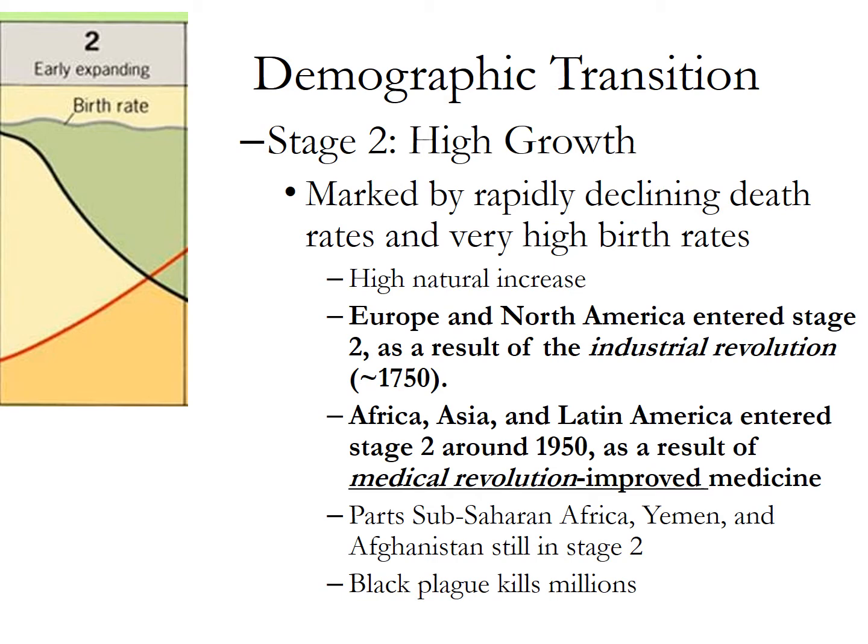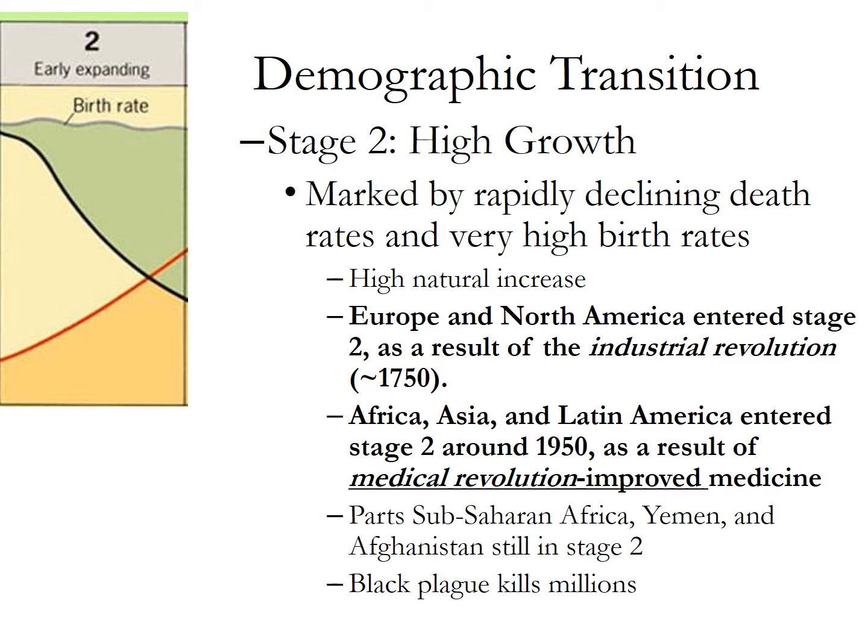Now, what causes this? For Europe and North America, it's the Industrial Revolution in the 1700s. We have this switch now to factory life. We have basic hygiene. We have sewers and stuff like that. So now people are starting to live longer. We have more access to steady food being grown and stored. So now not as many people are dying to starvation, and people are living longer.